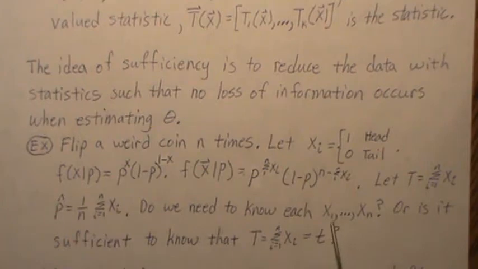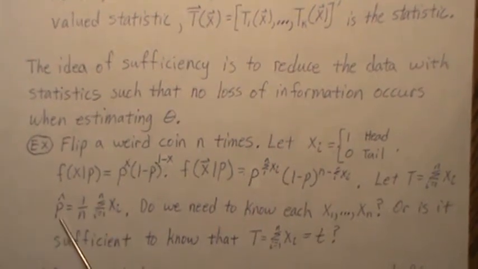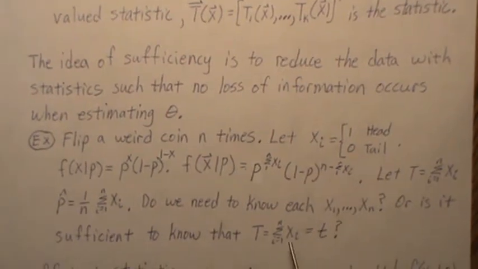And by only knowing this sum and not knowing whether each one was a 0 or a 1, aren't we estimating the probability of a head the same? We're losing no information on this estimate if we reduce that sample to a statistic, the sum of the xi. And that's what we mean by sufficiency.